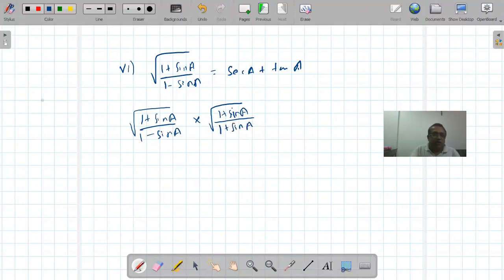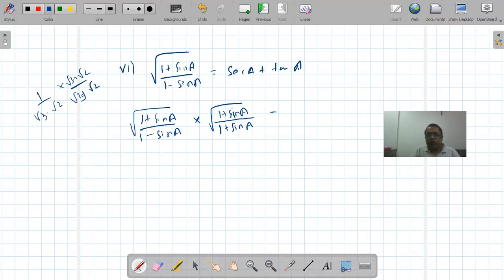In class 9, you have done this. 1 by root 3 minus root 2. How did we rationalize? We used to multiply and divide by root 3 plus root 2. So this you already did in class 9. So I'm using that concept of rationalizing the denominator, multiply and divide by the same number but with opposite sign in between.